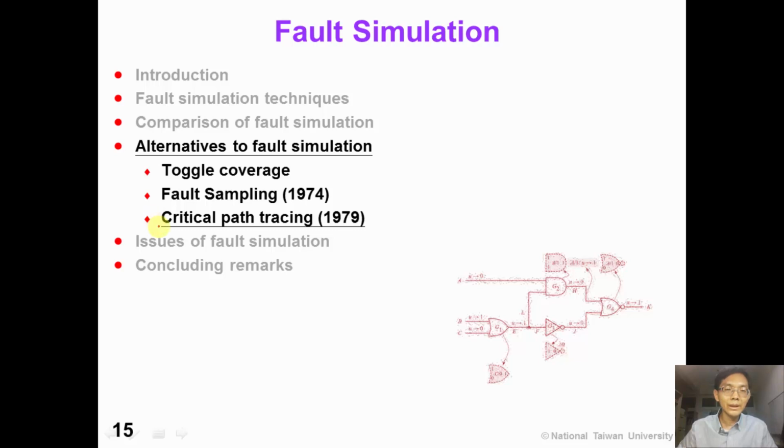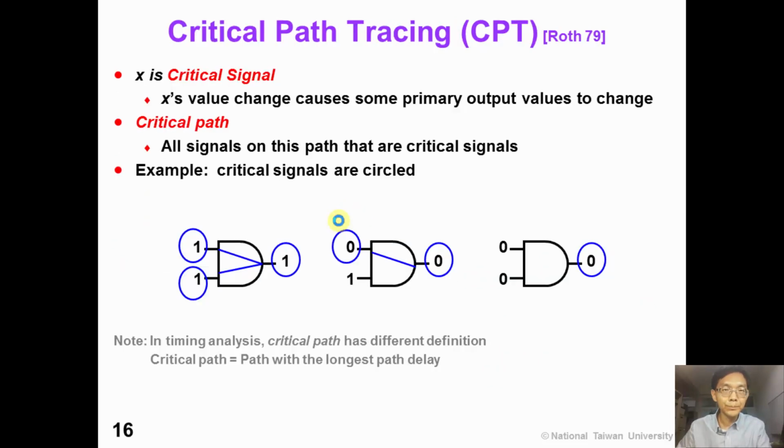Now let's move on to the third technique, critical path tracing, which was proposed in 1979. A signal X is critical if a change in X's value causes some primary output values to change. For example, suppose this simple circuit has one AND gate. The primary output 1 is of course a critical signal, since any change in the primary output can be directly observed. So the critical signal is circled in this example.